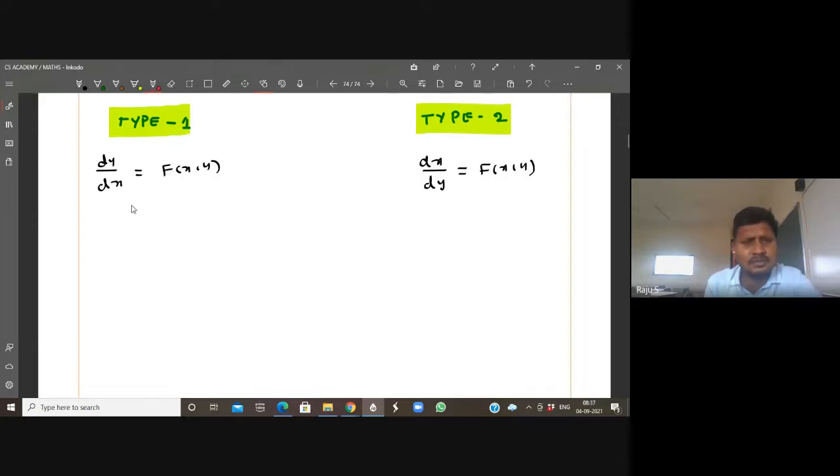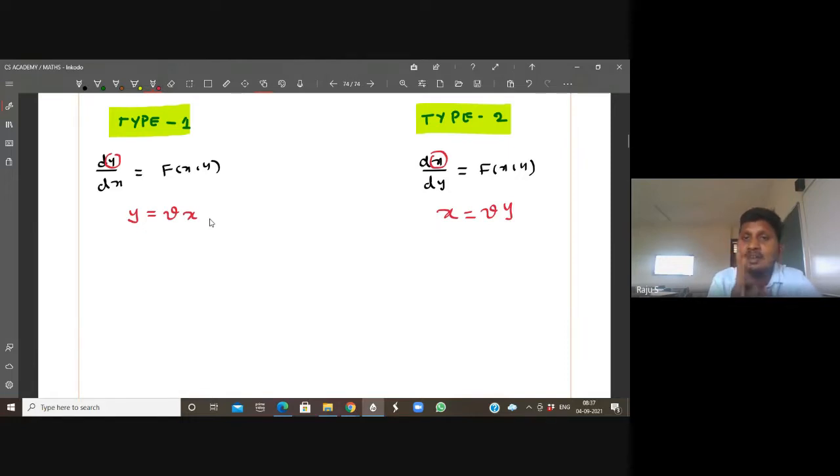What is the substitution method? What is the dependent variable? Y. In the second type, the dependent variable is x. Here, y is equal to v into x, and here, x is equal to v into y. The dependent variable is y, y is equal to vx. It is simple, only two steps, the same as variable separable.